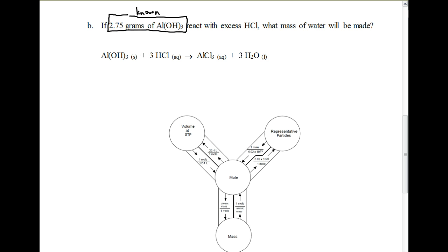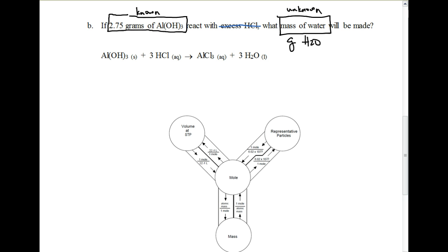It says excess HCl. Remember, we've talked about it in a previous video. When we talk about excess, it means we have enough to go around, and we don't have to worry about it. We can just ignore it for now. And it says what mass of water will be made. So mass is telling us we're going to grams of water, and that's our unknown.